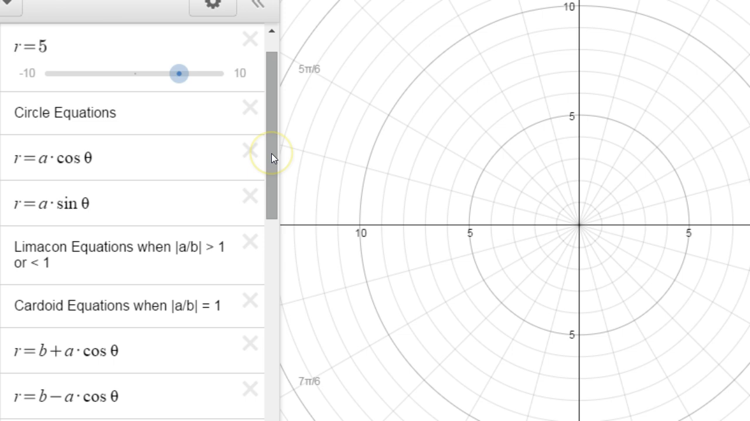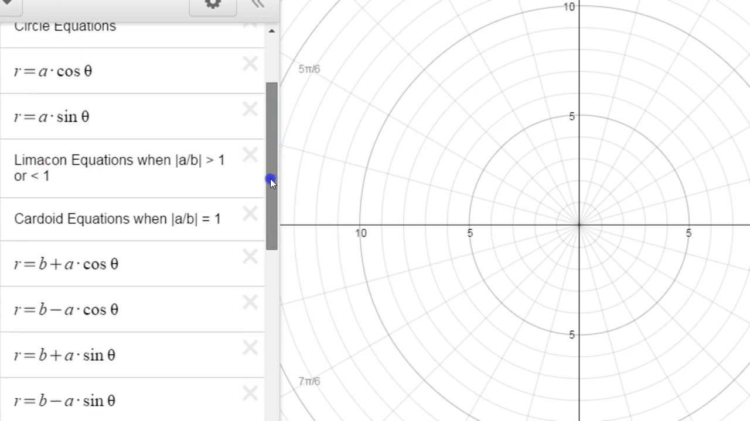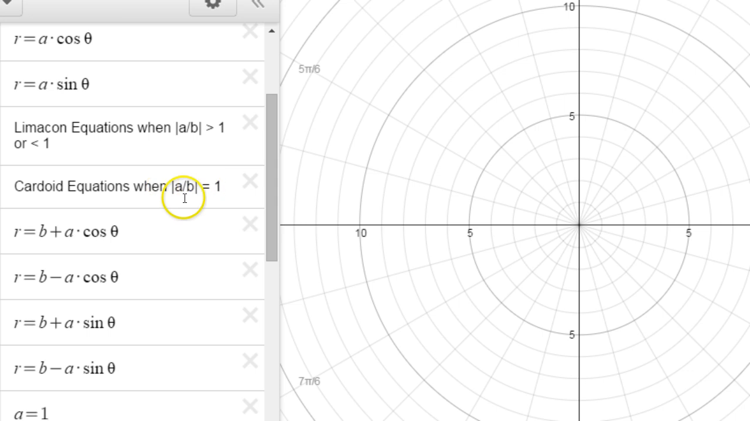Okay, now here's another way to also represent limacon equations. Okay, limacon equations are when the absolute value of a divided by b is greater than 1 or less than 1, and that's just representing the plus or minus. Okay. Alright, and cardioids are when a and b are equal. So when I graph these, you're going to see a cardioid first because a and b are equal, because I set a and b equal to 1. Okay, and then if I do the same thing here, I got the pluses.